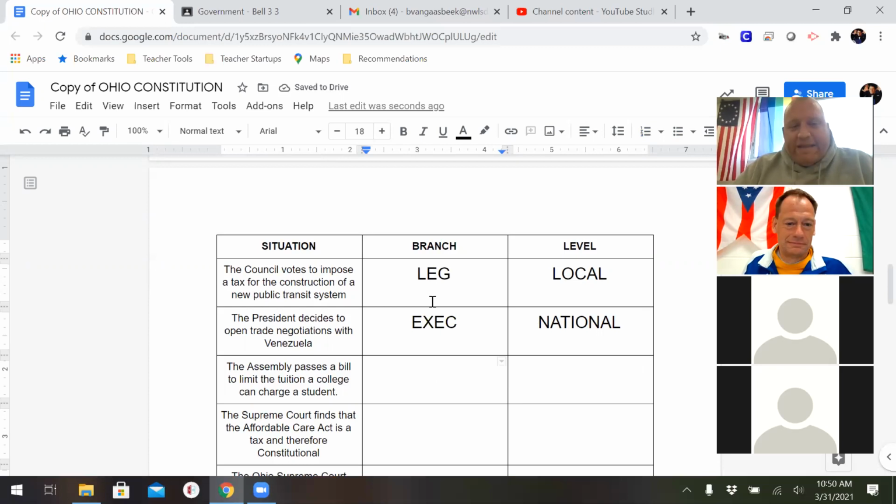The assembly passes a bill to limit the tuition a college can charge a student. If it's the assembly, what branch are we talking about? Legislative. It is legislative. Very good. And since it's the assembly, out of the national, state, or local, who refers to their legislative branch as the assembly? State. The state. Very good.